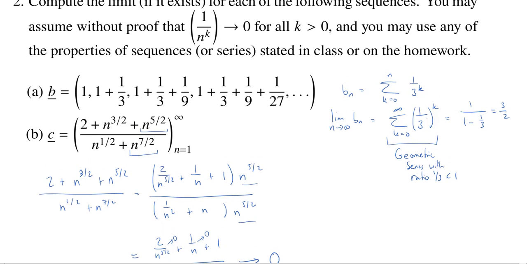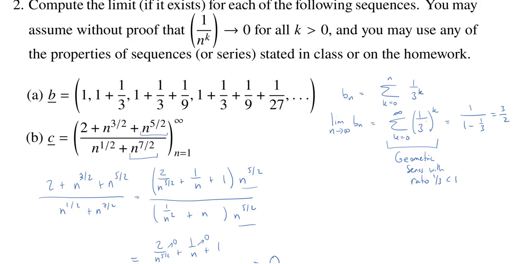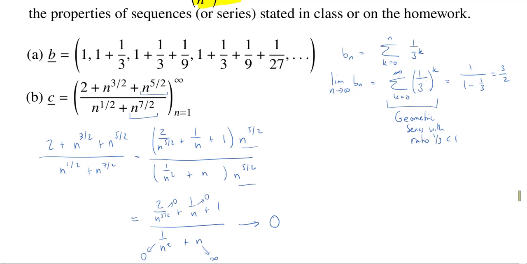And of course we're just repeatedly using this given fact, which we actually proved in problem 1, but even if you didn't, you may use this fact. So there we go. We've been able to determine that both b and c converge and what they converge to.